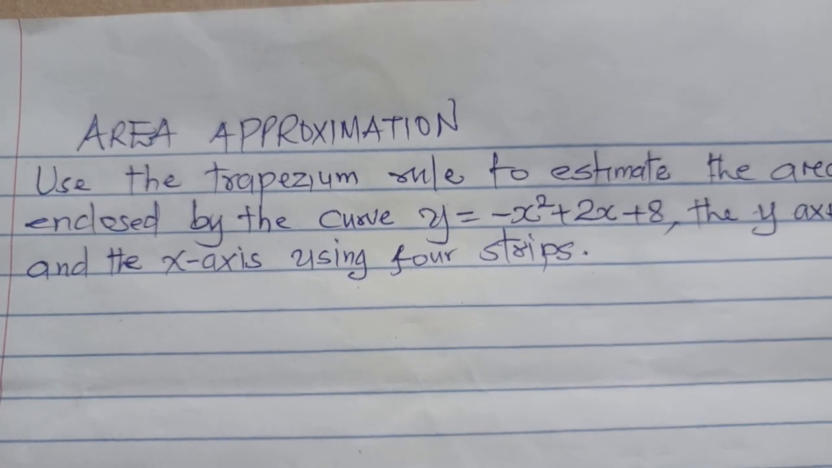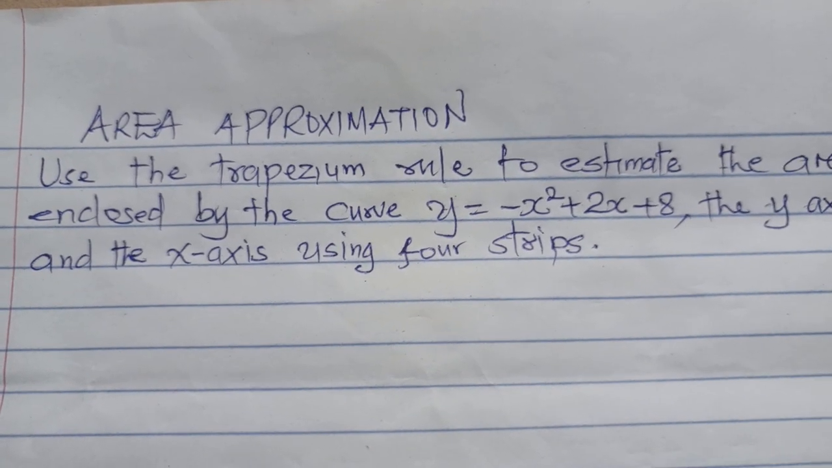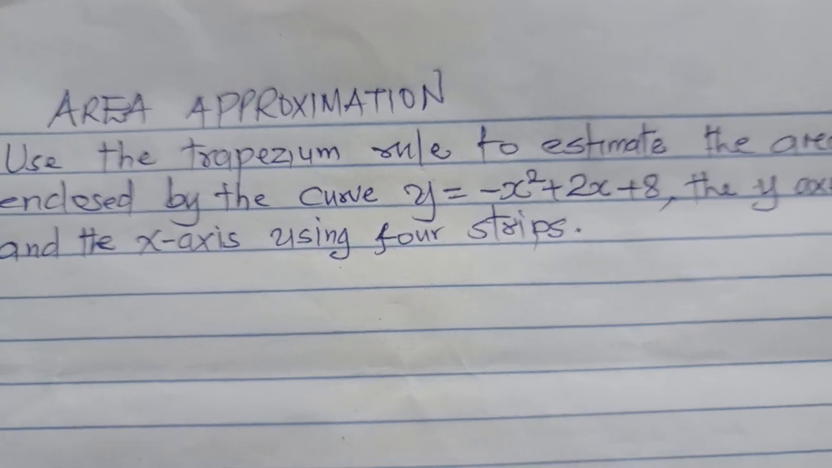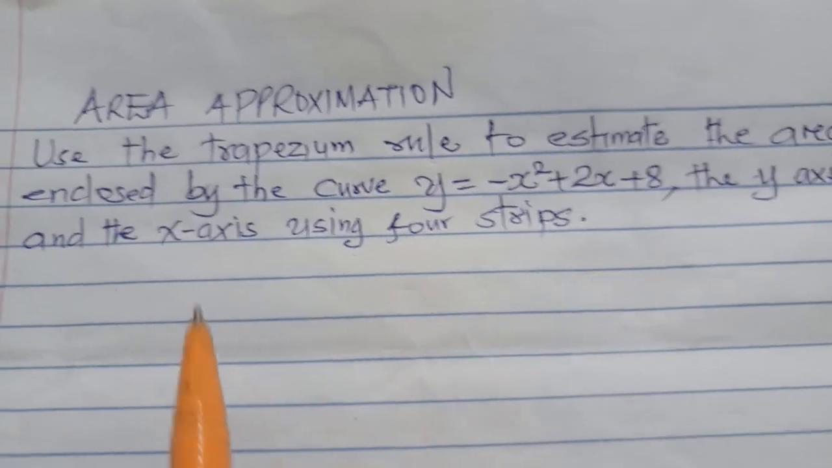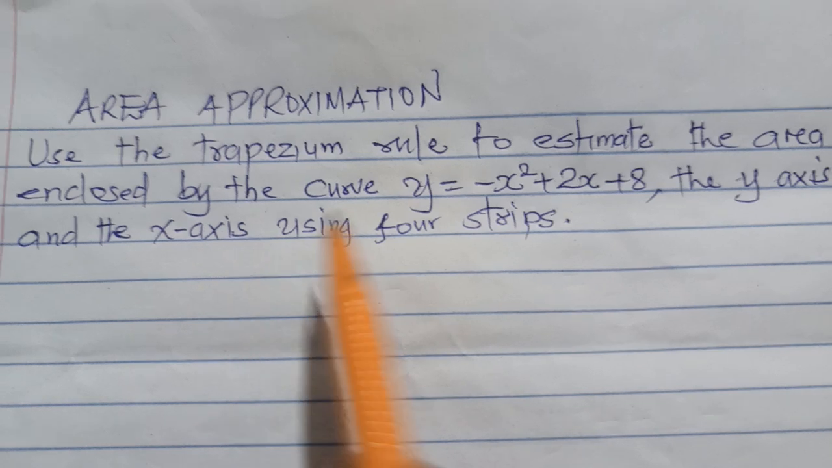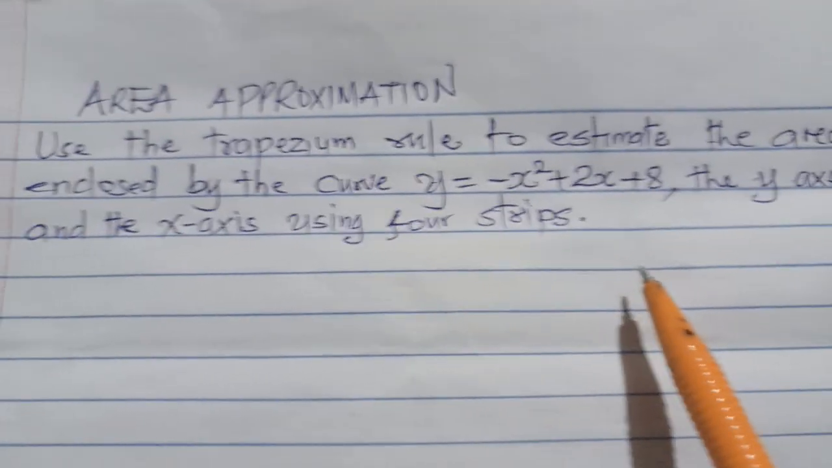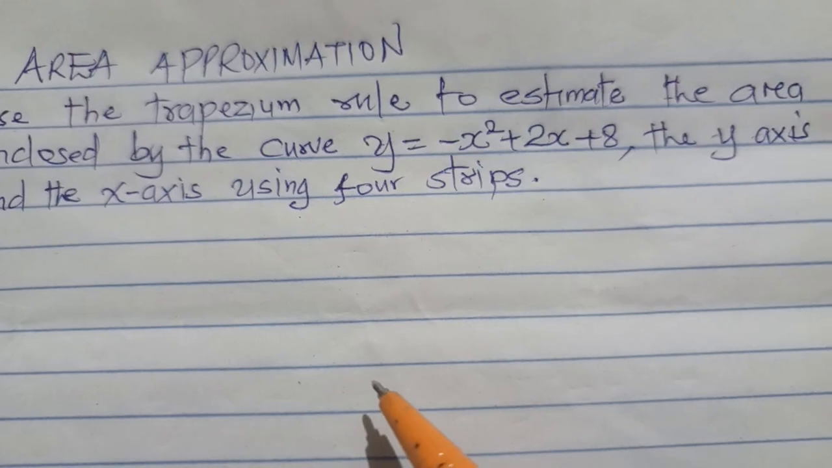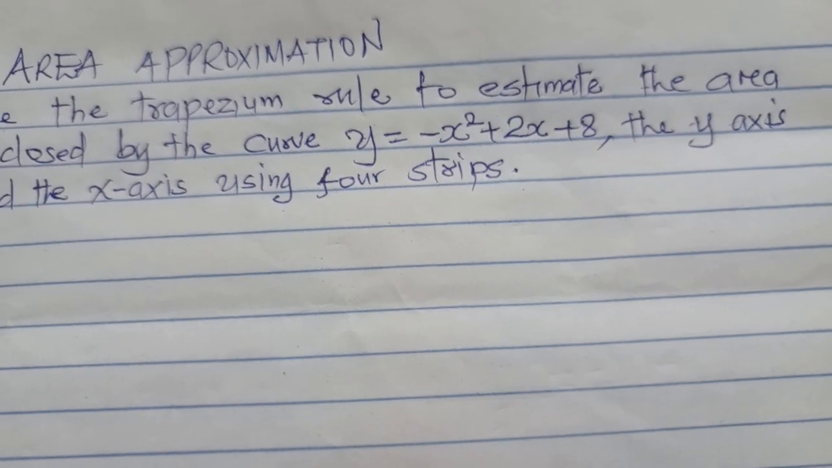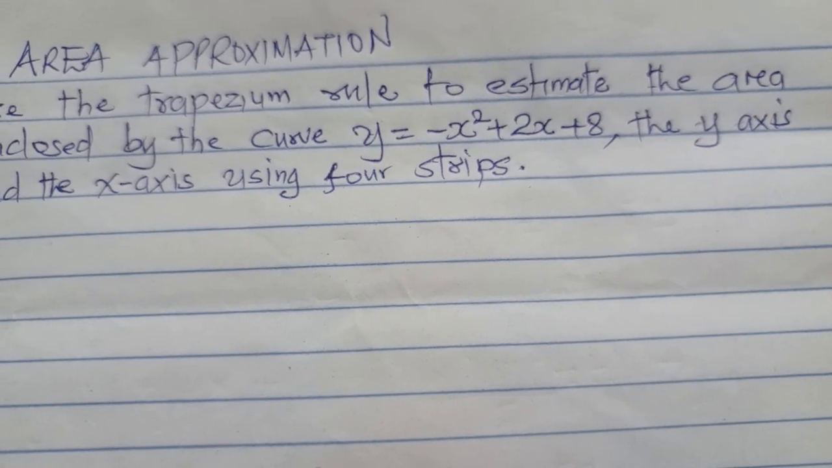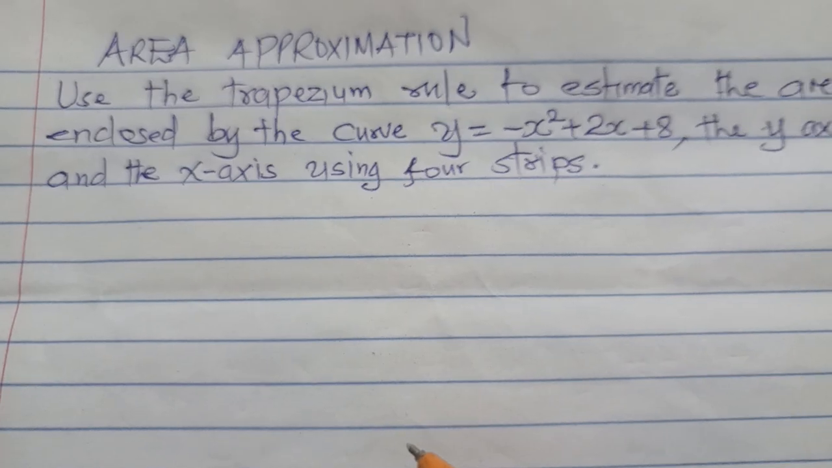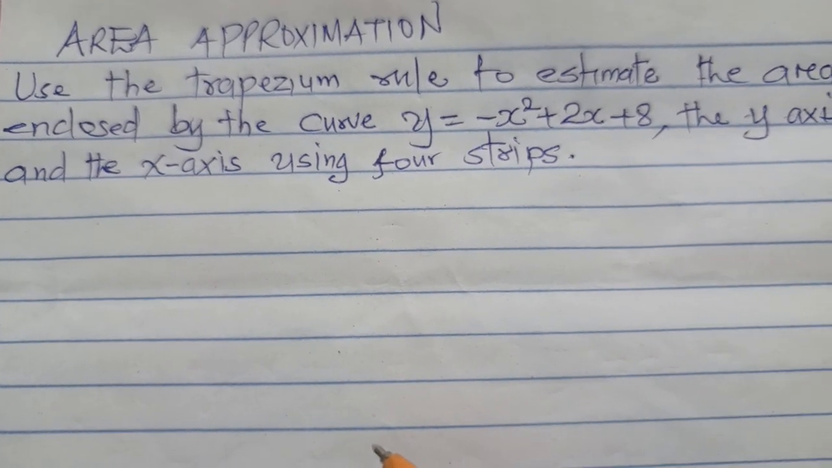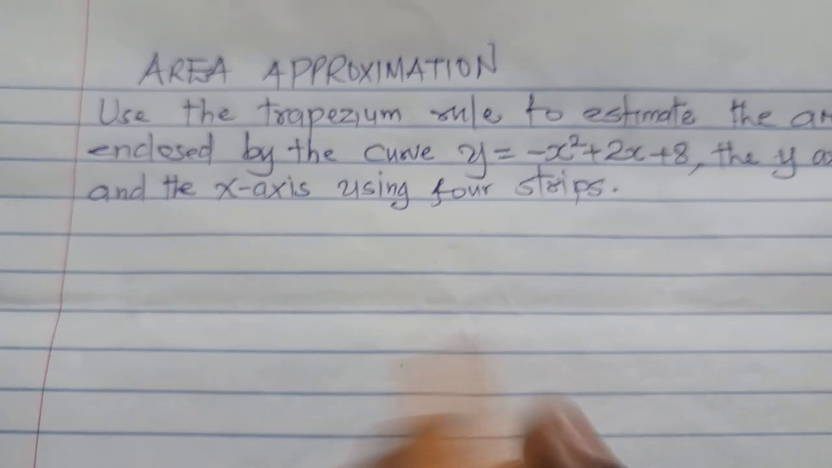by another rule, what we call the trapezium rule. Some people refer to it as the trapezoidal rule. So as the question reads, you can see: use the trapezium rule to estimate the area enclosed by the curve y is equal to negative x squared plus 2x plus 8, and the x-axis, using 4 strips.